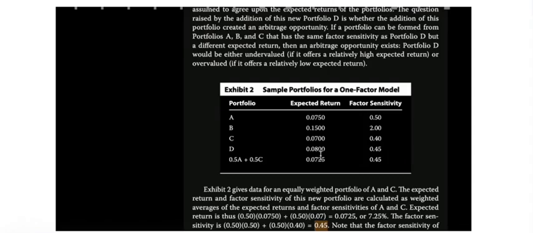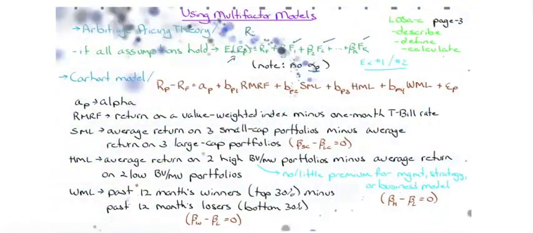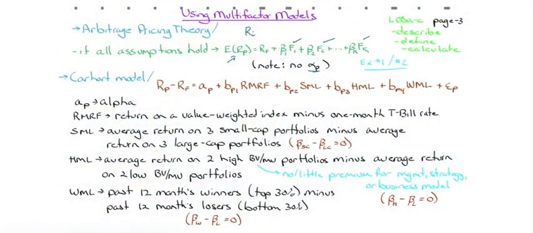But we don't need it to work in practice. We just need it to work in theory. If we can understand that a group of factors may explain returns better than a single factor, why not use it? And we're going to see some uses of multi-factor models after we introduce several of them. So there's example 1 and 2. All right, let's introduce the Carhart model.